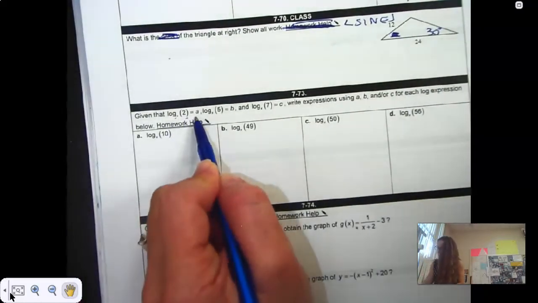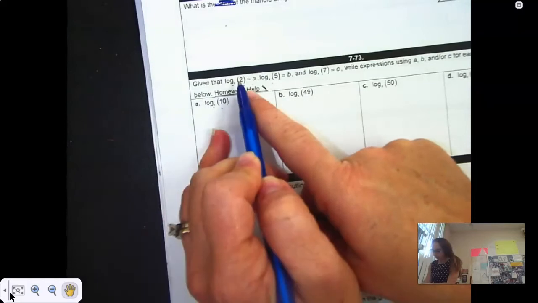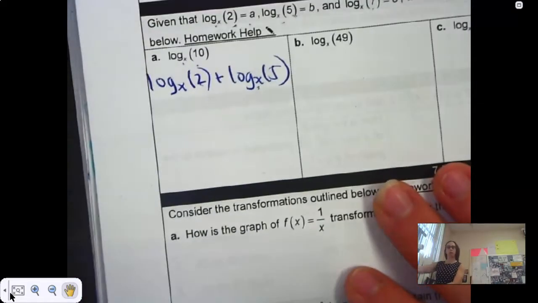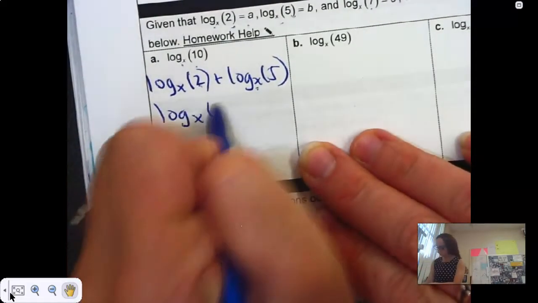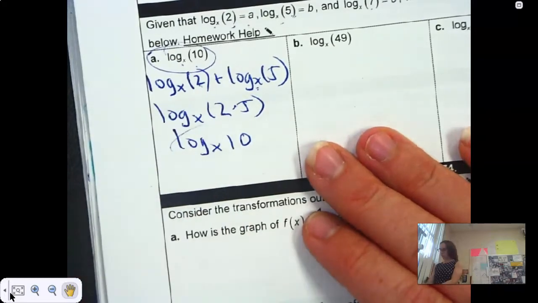This one, it looks like given that log x2 equals a, and log x5 equals b, log x7. Oh, this is interesting. Okay, I'm going to do letter A, and then you'll do the rest. So if you look, this is log x10. Well, I only have a 2 and a 5 and a 7. Well, I know, based on the law of logs, that when I add, let me zoom that in a little bit, it really means I multiply. Which is what this is.